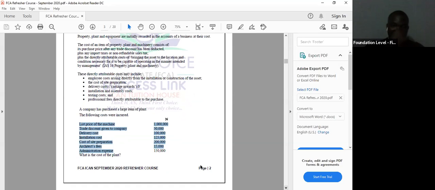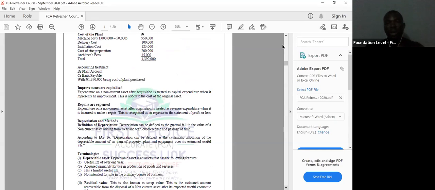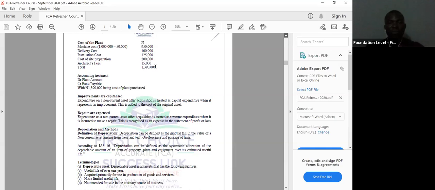Now let's look at the solution. This is the solution that we have, like I explained earlier. 950 is 1 million minus 50,000. Then after that, we have delivery cost, installation cost, cost of site, architect fee, and that's 1,390,000. This figure is what we are going to see under our statement of financial position.